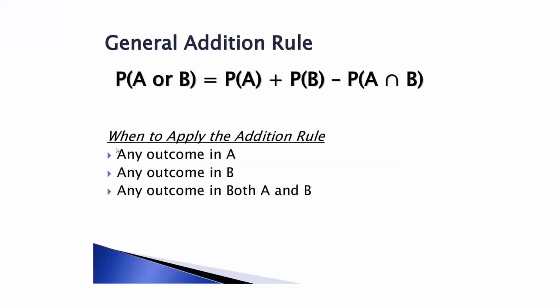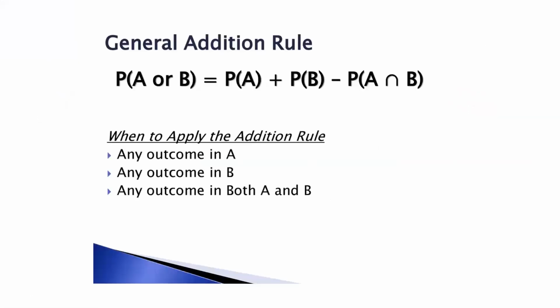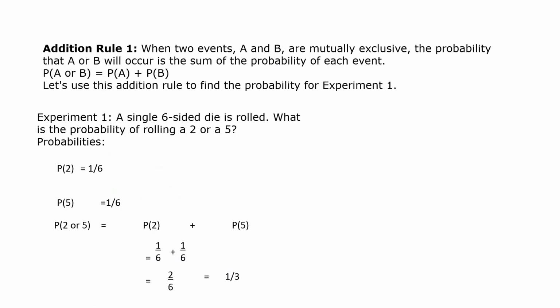Here we can see any outcome in A, any outcome in B, and any outcome in both A and B. So this applies in the addition. So this is an example. It's a very simple example where I would like to clarify here, if we are using mutually exclusive events, where there is no possibility that both the events could occur simultaneously, then the probability of both events occurring simultaneously would be 0. So here we will not subtract any of the probabilities, we'll only subtract 0, or we would not show the minus sign in that equation.